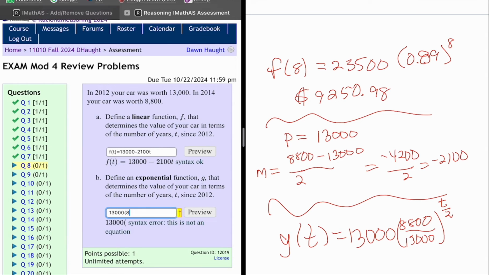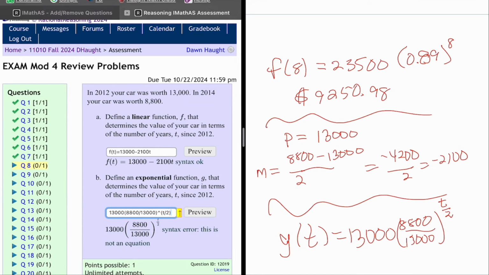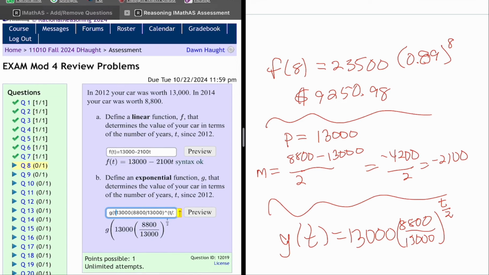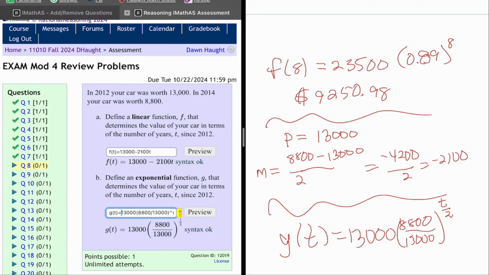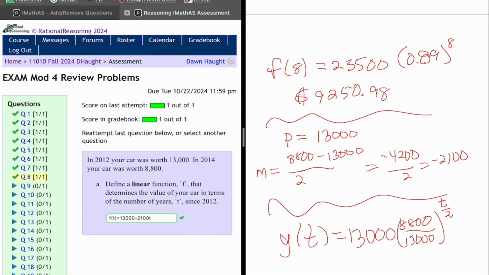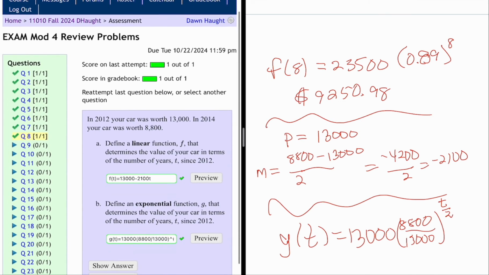And I'm going to let iMath do all of this work. And then it looks like what I want it to look like. I forgot to put in the G of t. So always look at that preview. It's going to yell at you and say if it is what you want it to be or whatever. So you'll notice one of these equations is linear and one of these equations is exponential.